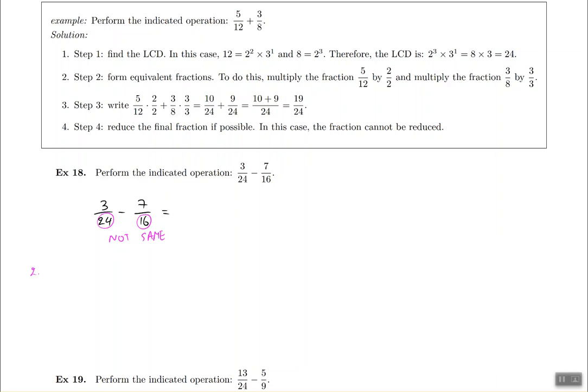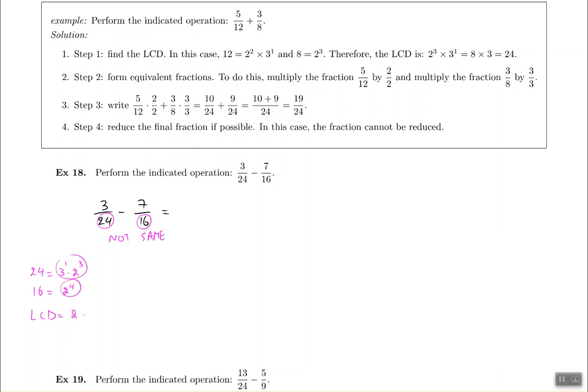So let me go off to my scratch paper and break down the 24. 24 is the same thing as 3 times 8, which is the same thing as 3 to the power of 1, 2 to the power of 3. Whereas 16 is the same thing as 4 times 4, or in other terms, it's 2 raised to the power of 4.